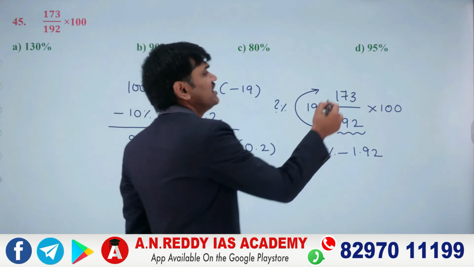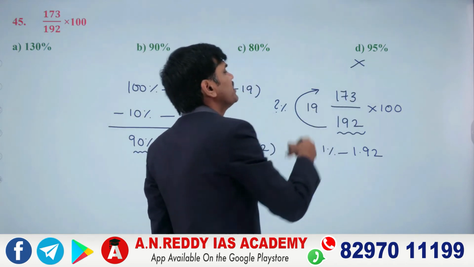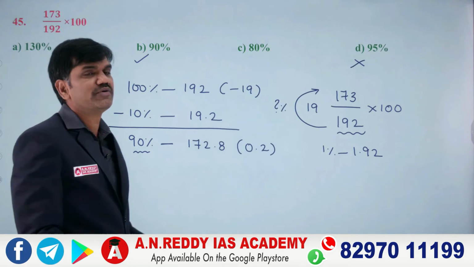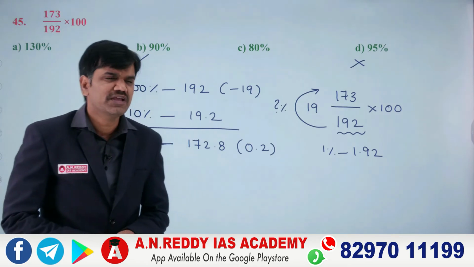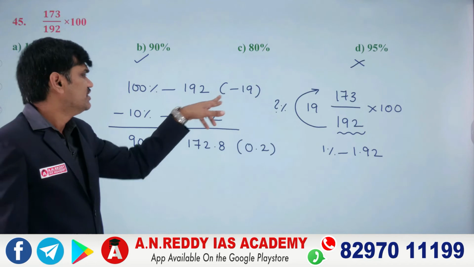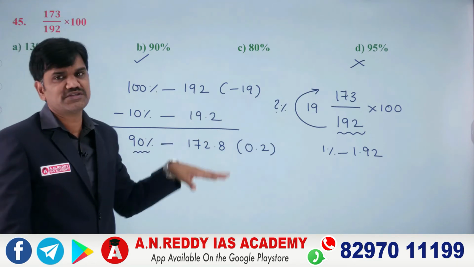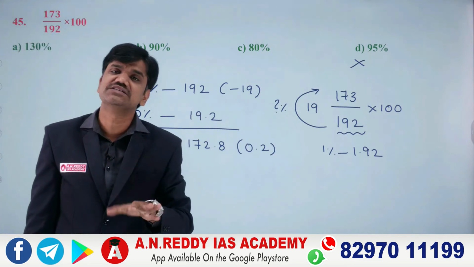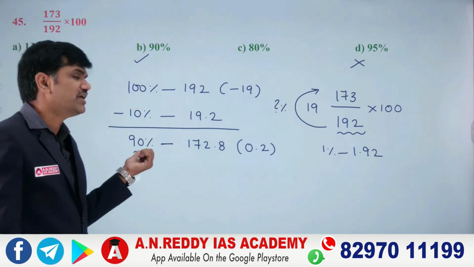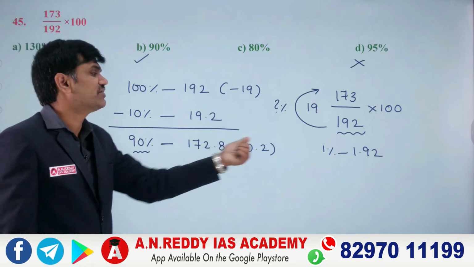Hence I can say it is not 95. So approximately I can take it as what? 90% only. Hence your answer has to be Option B. Anyway, straight away we can say the answer is approximately 90%, because 19 is nothing but approximately 10%, not exactly 10%. Just wanted to show it is not more than 91%. Just I have tried that.